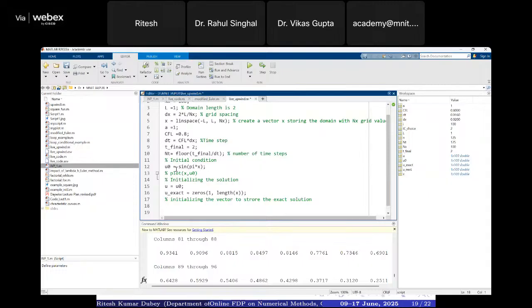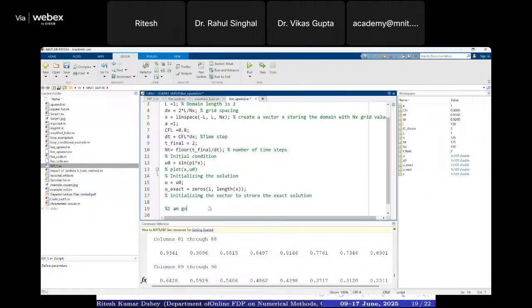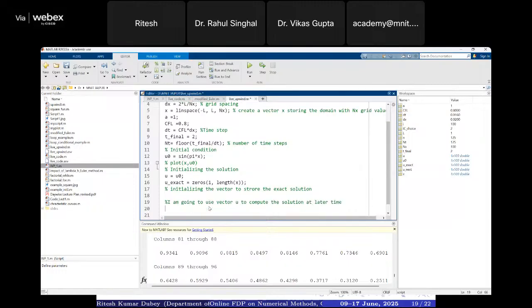So what I have done is I have stored first the initial condition or initial function u0, and I am going to use the u vector to compute the solution at a later time in another vector, u next. Sorry, u_exact is already there, so u next.